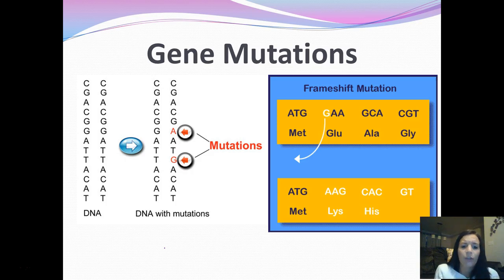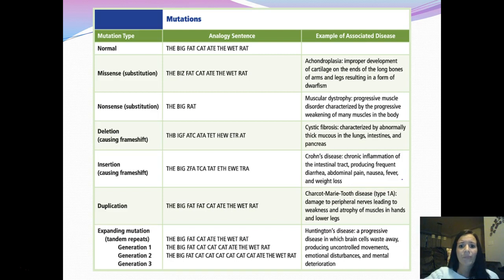Here's just another look at gene mutations. It's showing the difference and how that can be affected. And this especially shows you how that frame shift can really impact. If this letter G is taken out, look at the amino acid sequence. That met, glu, ala, gly now becomes met, lys, his, and we have 2 random bases all by themselves. That's going to cause major issues in an organism. Here's another look at different types of mutations. You may want to pause this. Some of these diseases may sound familiar to you.